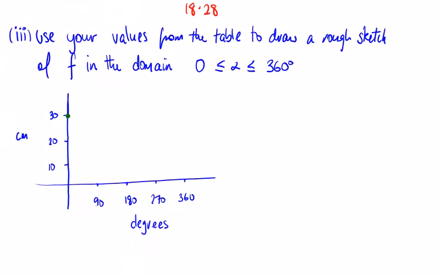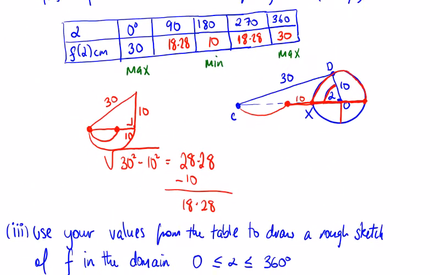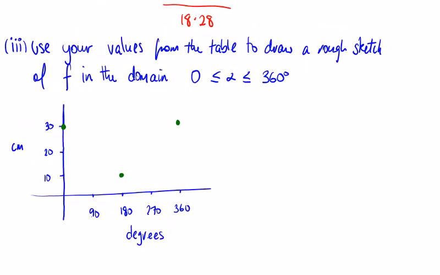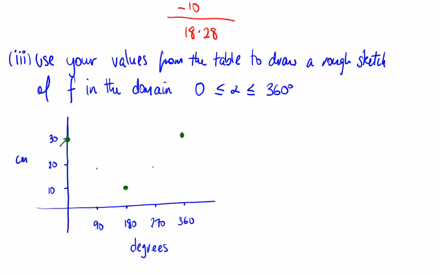So we have a 30 at 0. We have a 10 at 180 and a 30 at 360. And we have 18.28. Is that what we got in between? 18.28. So approximately here. And the same here. So the curve is going to go down, back up, then it will come down again if it kept going. So it's just a rough sketch.